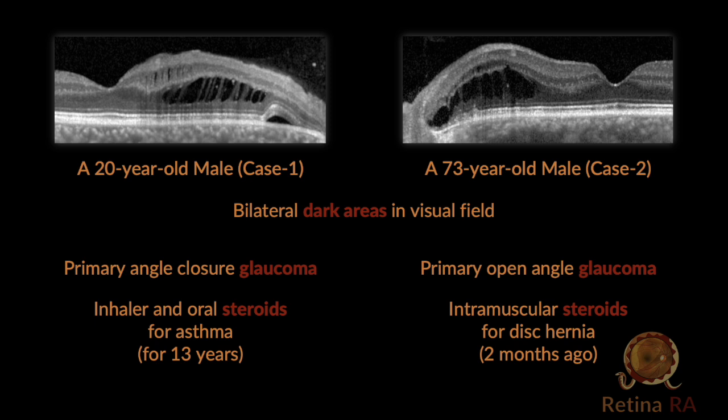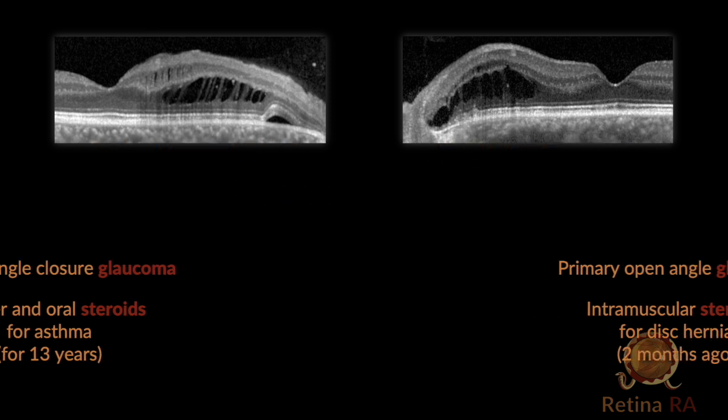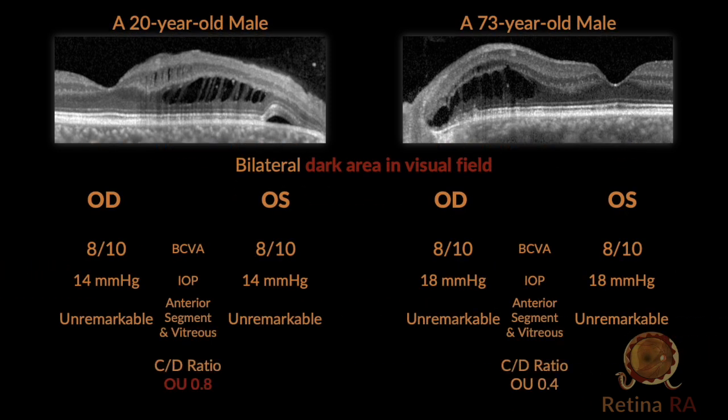Both patients are male. Case 1 is 20 years old. Case 2 is 73 years old. Both of them have history of steroid use and glaucoma. Case 1 primary angle closure glaucoma and Case 2 primary open angle glaucoma. There's no sign of inflammation in both cases. Their intraocular pressures were under control with topical medications. Cup-disc ratio of Case 1 is 0.8. It is 0.4 in Case 2.